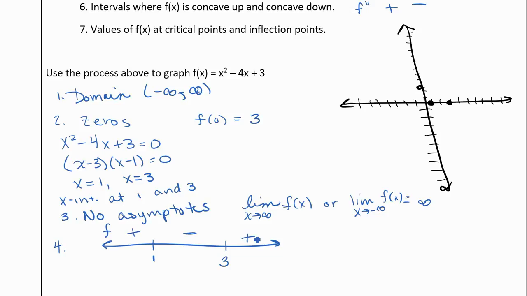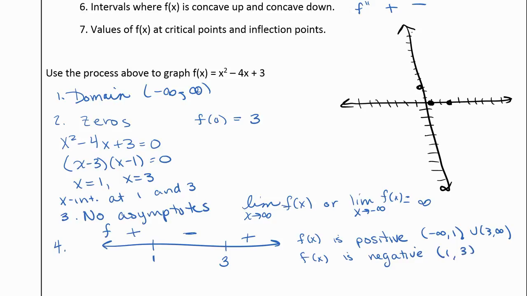Okay, so we know f of x is positive from negative infinity to 1 and from 3 to infinity, and f of x is negative from 1 to 3. So between our two zeros, we're going to be down below the x-axis, and before and after that we're going to be above the x-axis, which is good because we know off to either side it's going up toward infinity.